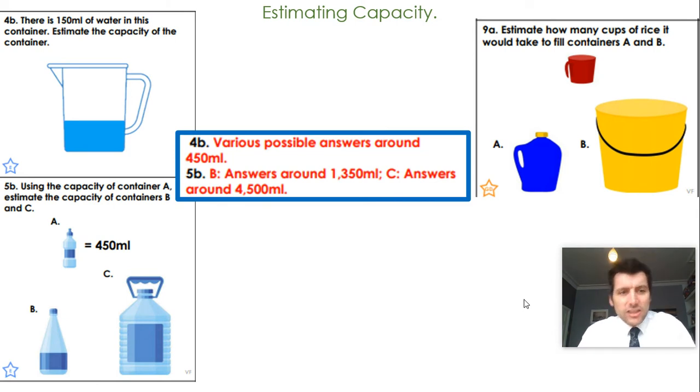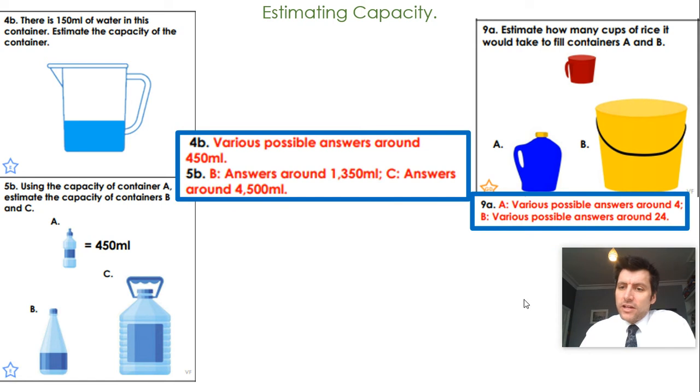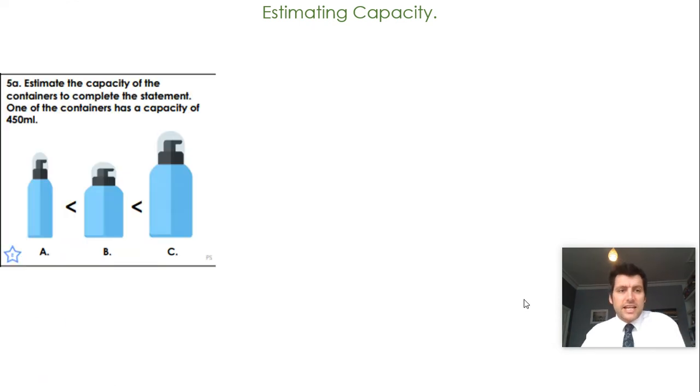I'd say, yeah, about 3 times as much for 4B, so approximately 450 milliliters. And again, for the bottle for B, it's 3 times 450, so it's 1,350, and then 10 times for C. For 9A, then, we've got the idea about 4 cups for the blue bottle, and then thinking of the blue bottle being about 6 times smaller than the yellow bucket, and therefore it's 24 red cups to fill the yellow bucket.